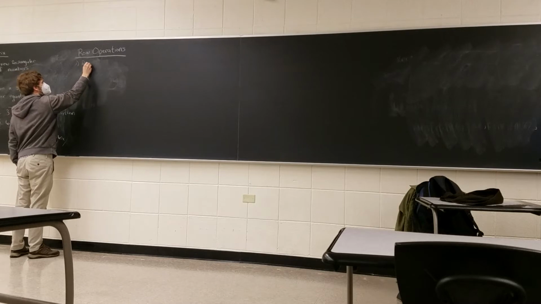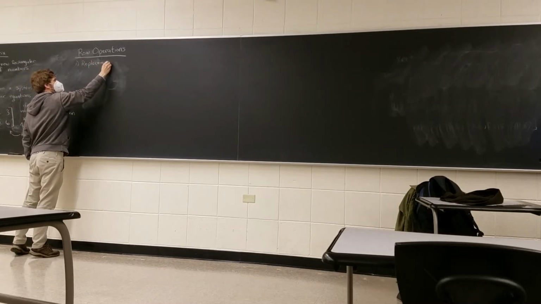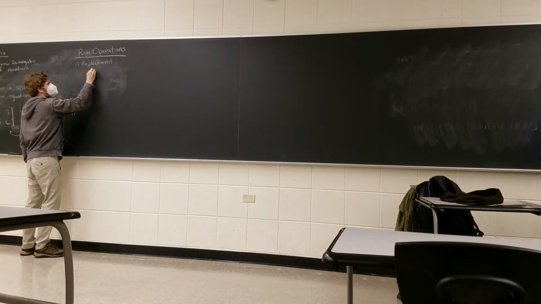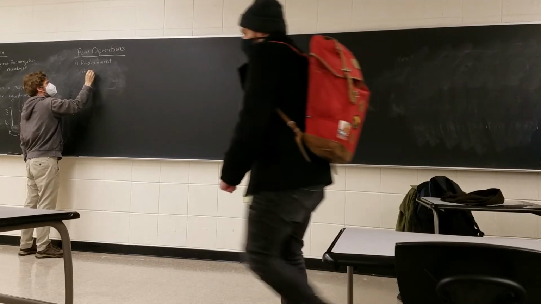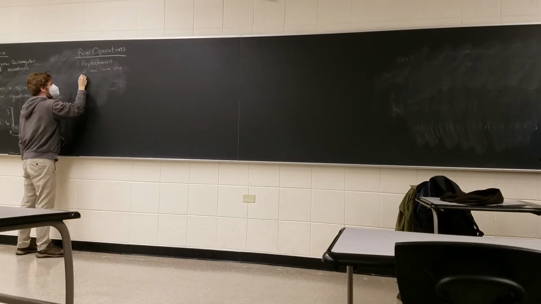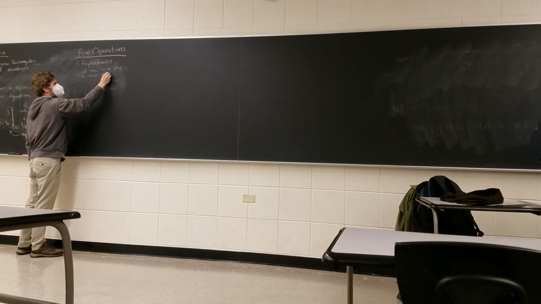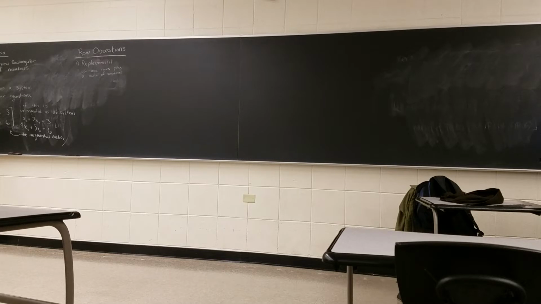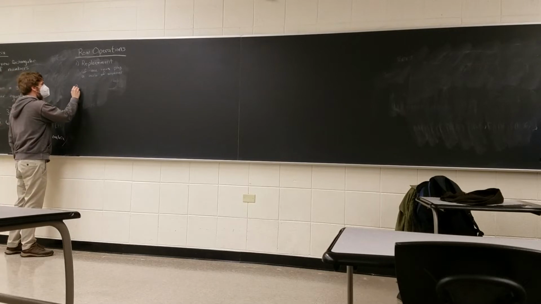The first one is replacement. This one is when we take one row and we replace it with that row plus some multiple of another row. Replacement of one row plus a multiple of another. And we convinced ourselves that this doesn't change the solutions of the equation. So the corresponding equation, we still get the same solutions. Nothing has changed in that way.